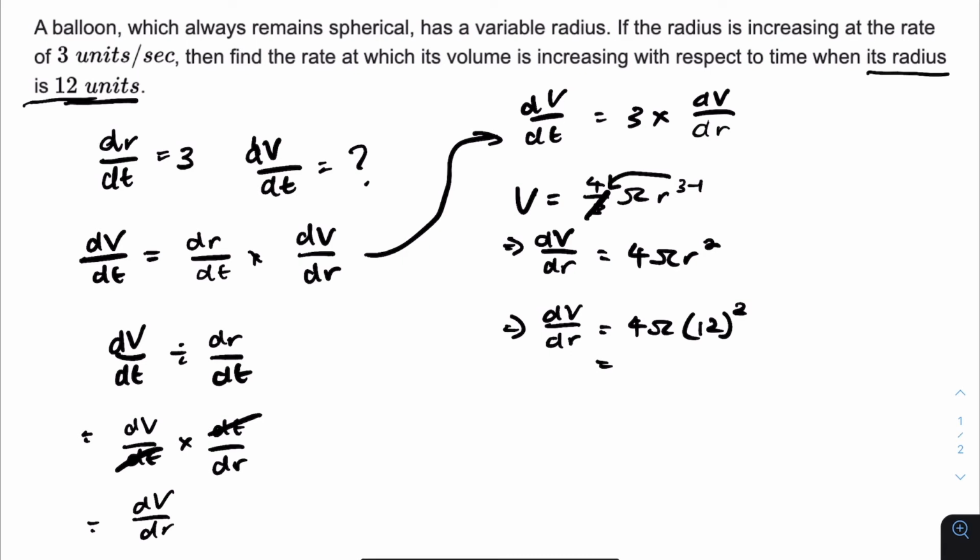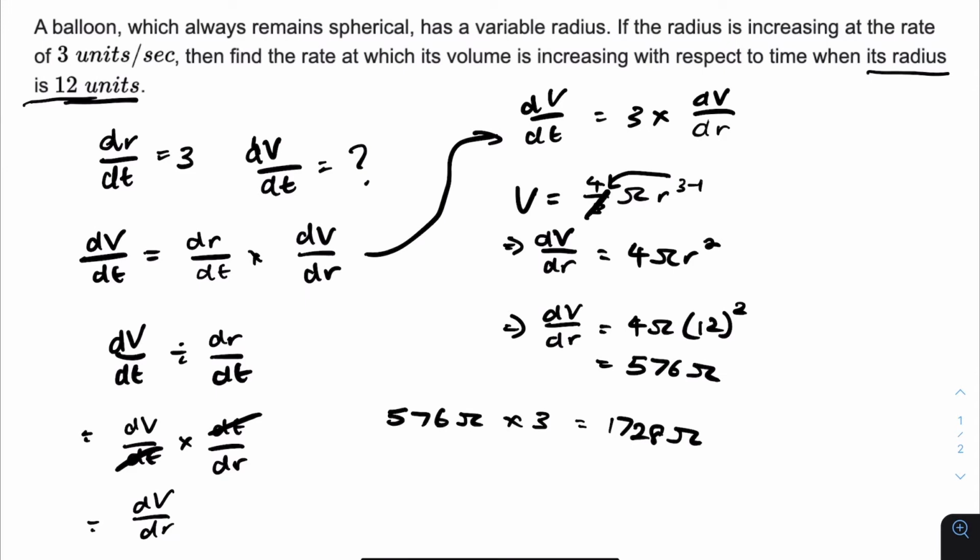Let me just get my calculator to work that out. Okay, 144 times 4, because 12 squared is 144. That's 576, so it's 576 pi. Now, we just multiply 576 pi by 3 to get dV over dt, which is equal to 1728 pi. With this as our answer, all we need to do is find the units.